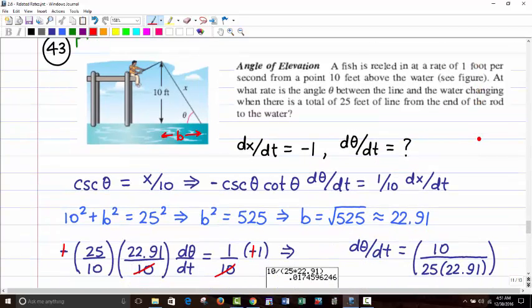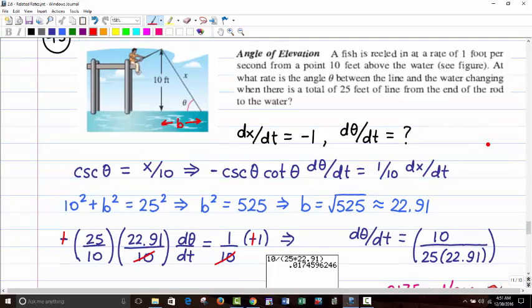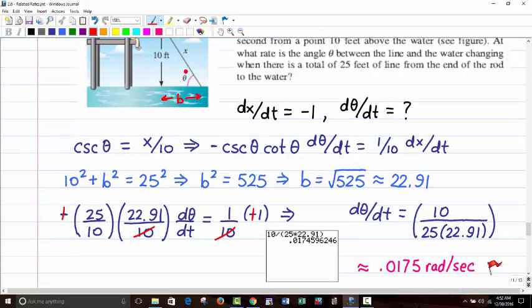Here's a fishing line problem. I'm not going to worry about this one too much. The only difference is that it's still a triangle, but as you're reeling in the fishing line, that's why it's negative, because it's coming in. The angle is actually increasing, because as the line gets rolled in, it's getting straighter and straighter, which makes the angle larger and larger. So eventually it goes away when it's perfectly pulled in.